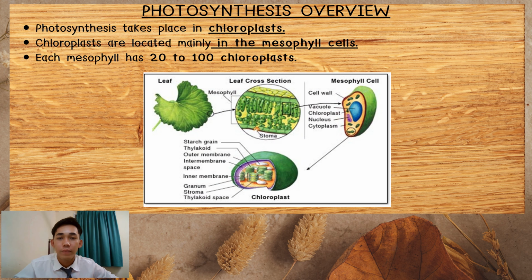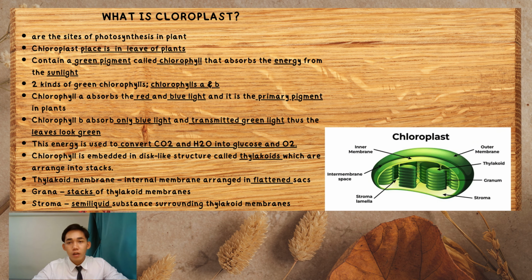This is an example of a photosynthesis overview. Photosynthesis takes place in the chloroplast. Chloroplasts are located mainly in mesophyll cells. Each mesophyll cell has 20 to 100 chloroplasts. What is a chloroplast? Chloroplasts are the site of photosynthesis in plants.